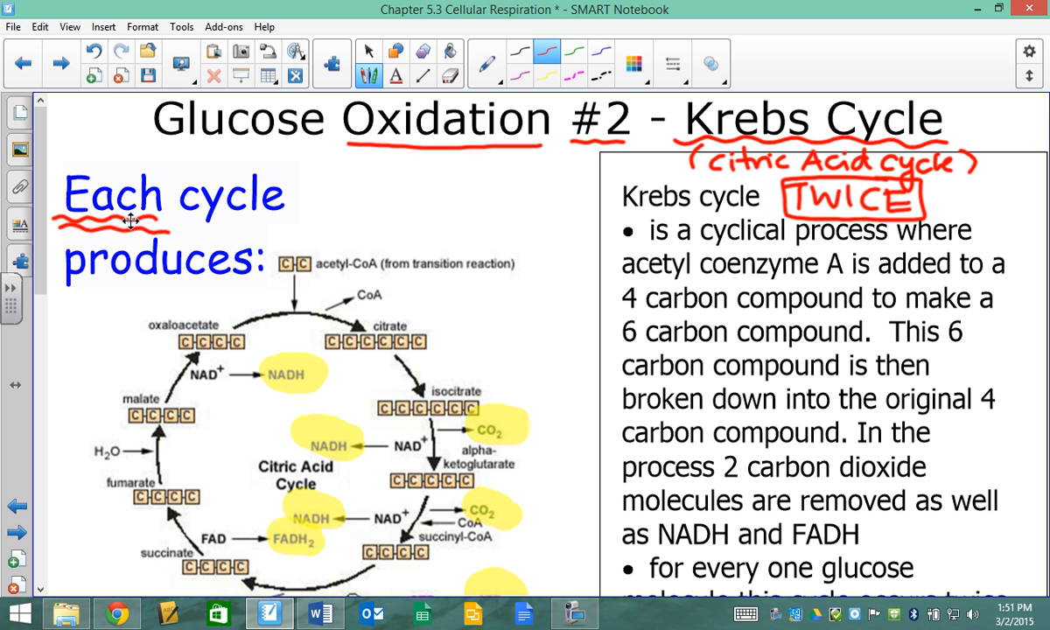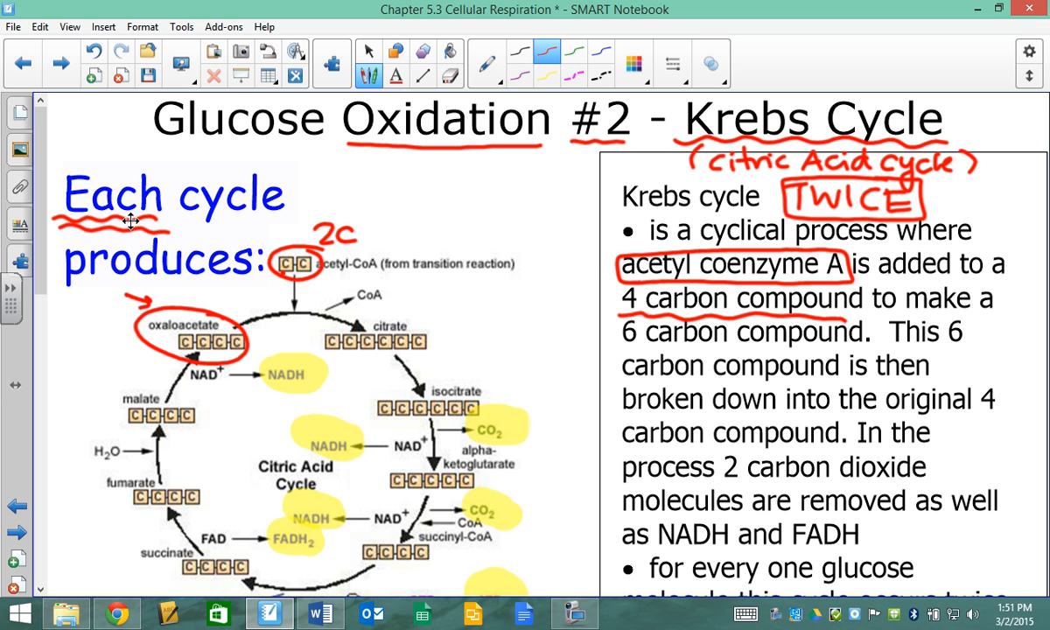So every time the cycle happens once, what do I get? Well, acetyl coenzyme A, which is this little guy right here, comes in. Now, like I mentioned on the previous slide, acetyl coenzyme A has 2 carbons. So you can see there's 2 C's attached to each other. Just like in the Calvin-Benson cycle, there's a molecule ready to accept it. So it says a 4-carbon compound. Well, here it is. It's called oxaloacetate.